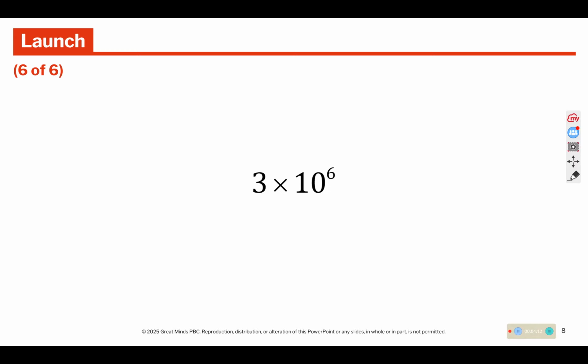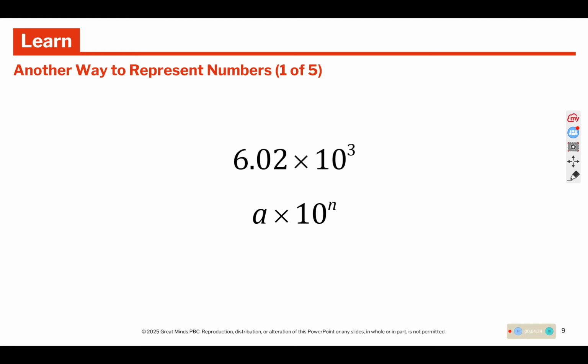Another way that you can rewrite numbers instead of using the symbols is what's called scientific notation. In scientific notation, you get a whole number multiplied by a power of 10. This initial value, or this first number, has to be a single digit. So here we have 6.02 times 10 to the third power. The 6.02, you can see there is one whole number in front of the decimal, and the rest falls after the decimal.